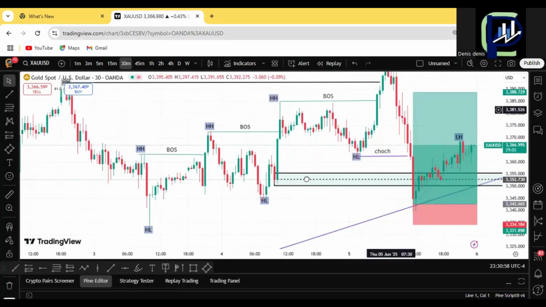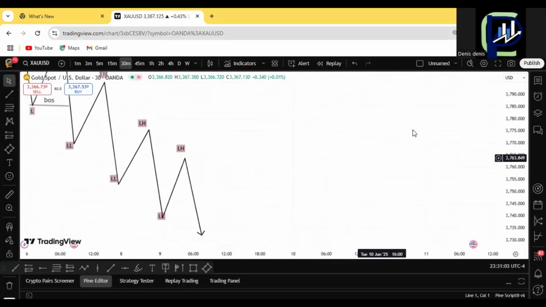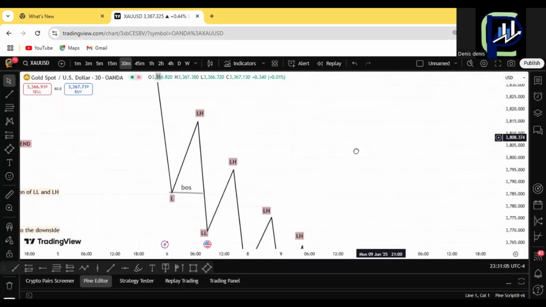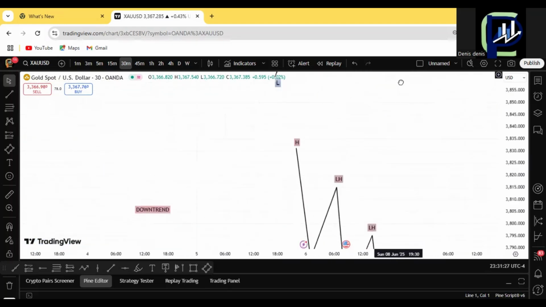So what I want you to do, that's the assignment. What I want you to do is go to your charts, any instrument of your choice, and I want you to identify the downtrend. I've shown you the example of an uptrend, and I want you to go and identify a downtrend of the market structure. And then I want you to mark for me the lower lows and you mark the lower highs also with a break of structure, just like I showed you on gold previously.